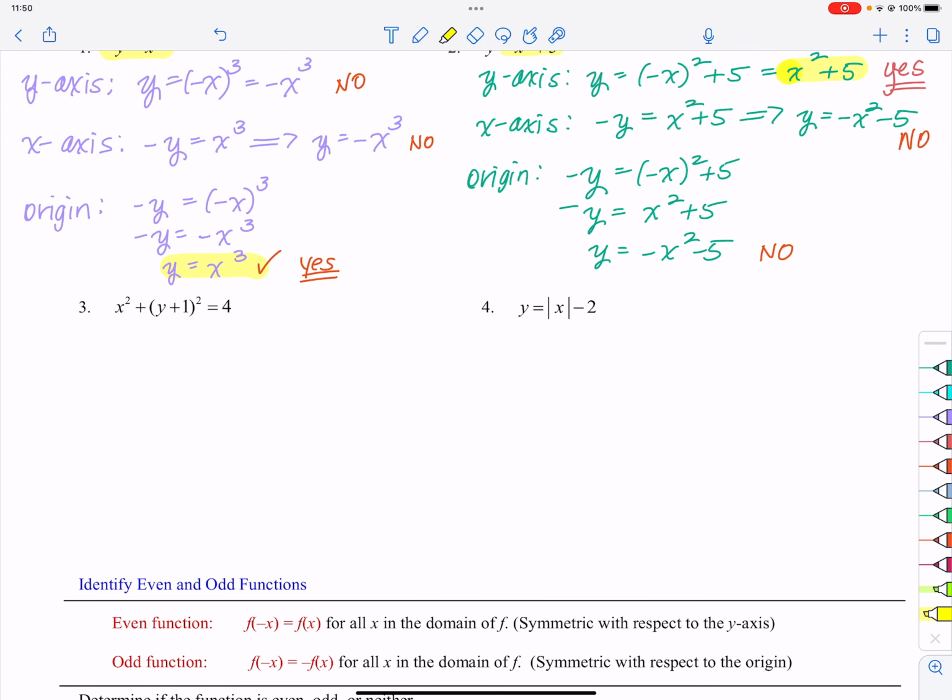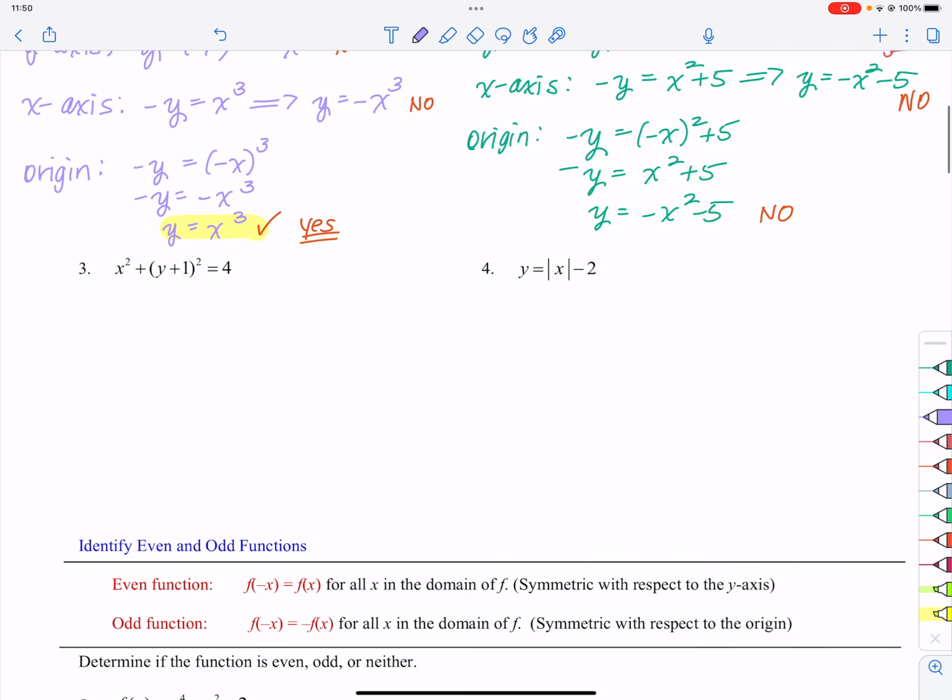Okay, number 3, let's check for the symmetry with respect to the y-axis. We'll have the opposite, that's when we replace x with negative x. And we end up with x squared plus (y plus 1) squared equals 4, and that's exactly what we started with.